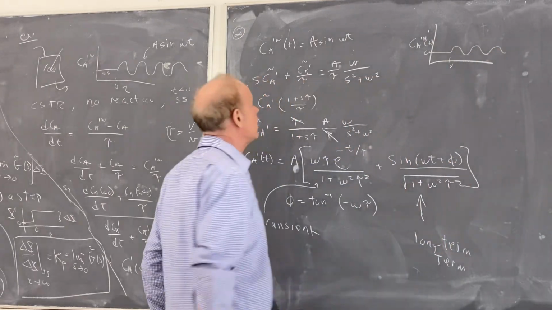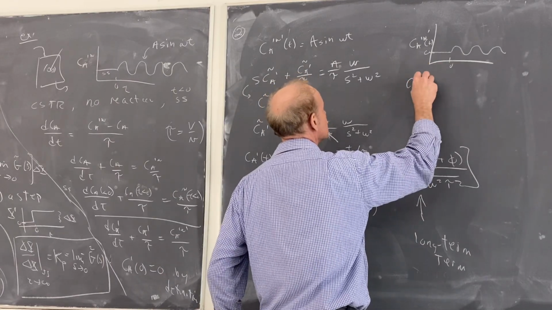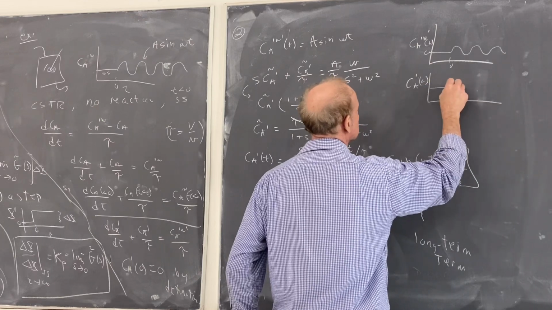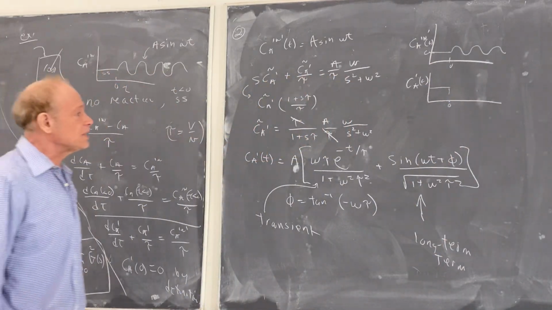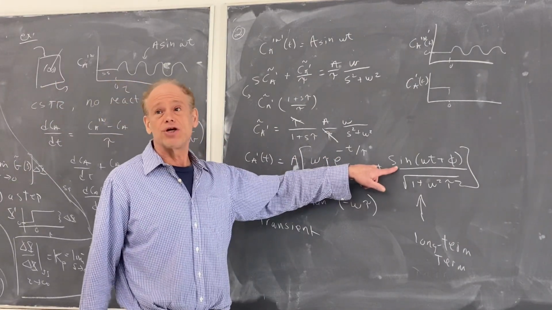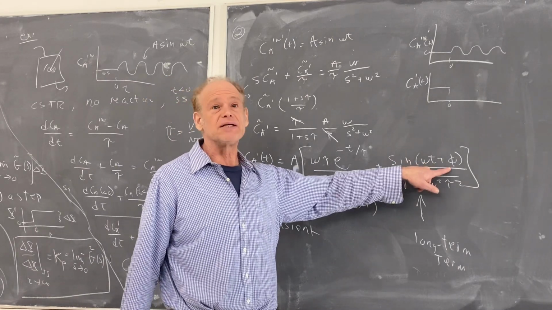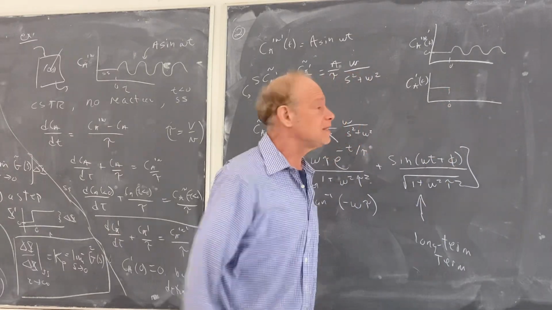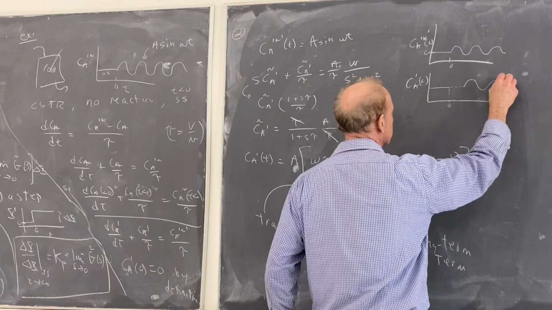And now I look at C_A out, C_A prime of t. And let's notice what's going on. Now I have a sine function output, but it's not sine omega t, it's sine omega t plus phi. So it doesn't start oscillating immediately here, it takes a little longer. And then it starts oscillating.